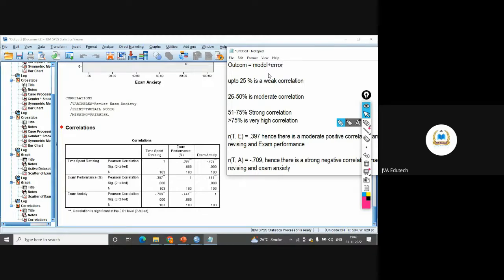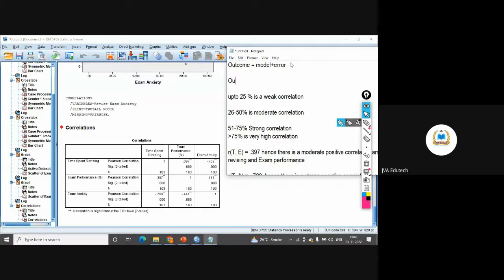Similarly, in case of ANOVA also, I have brought in three variables. Rather than doing ANOVA, you can do independent t-test: first to second comparison, then second to third comparison, and first to third comparison. But where is the problem? If outcome is equal to model plus error, and if I'm calculating the outcome three times, then what will happen?